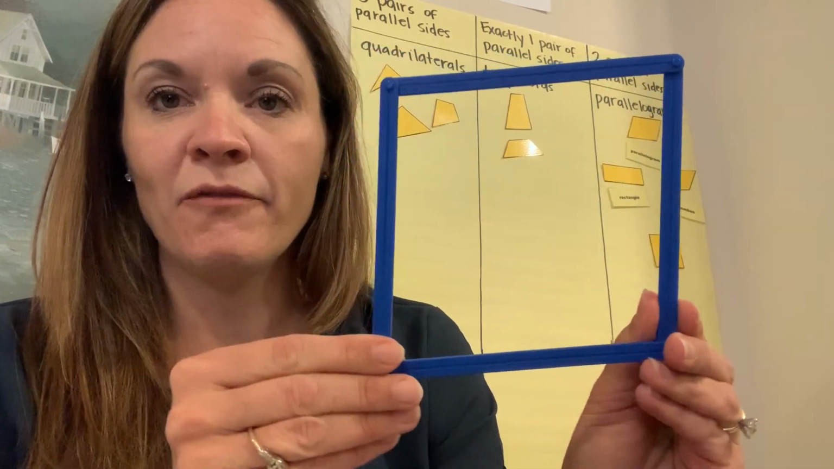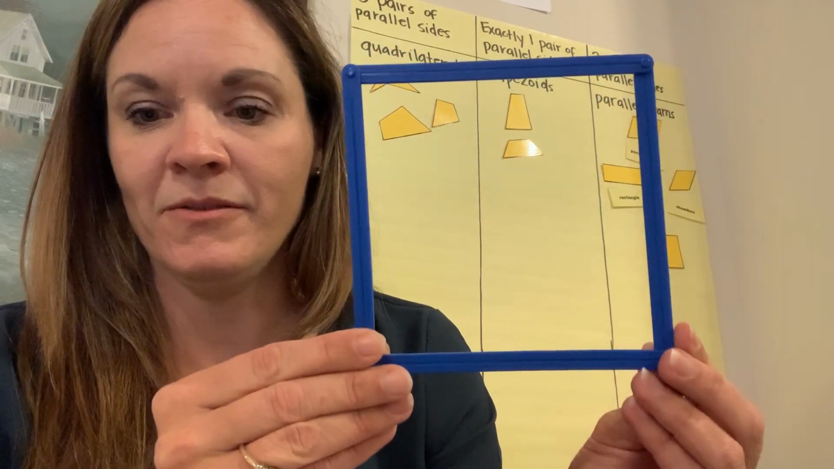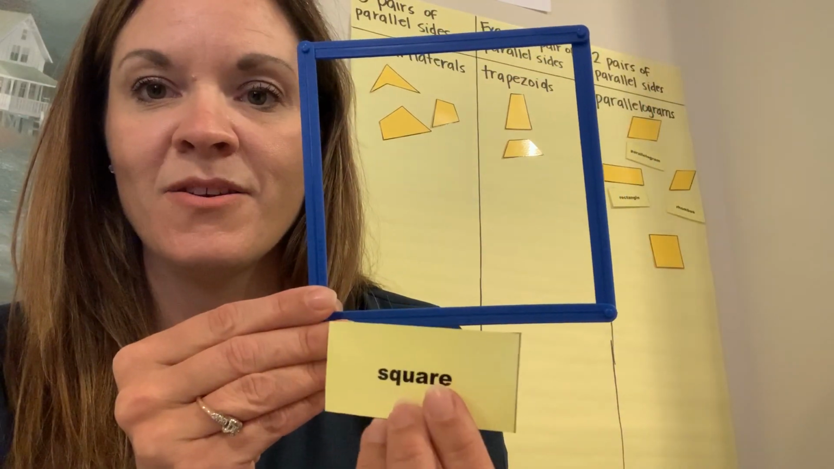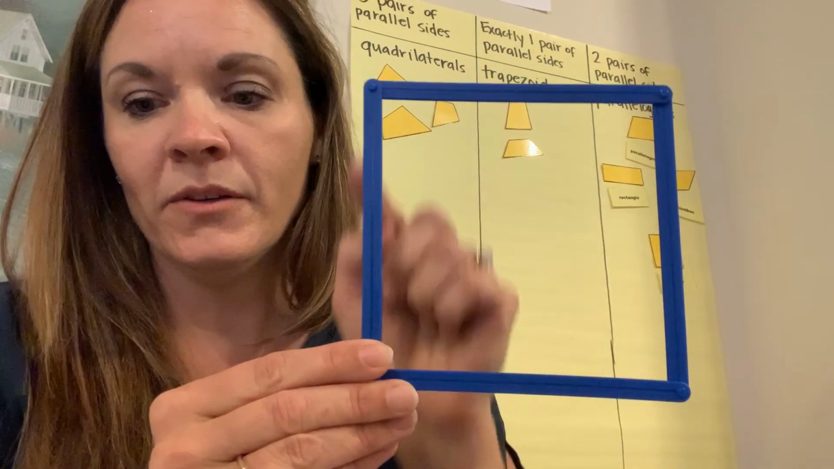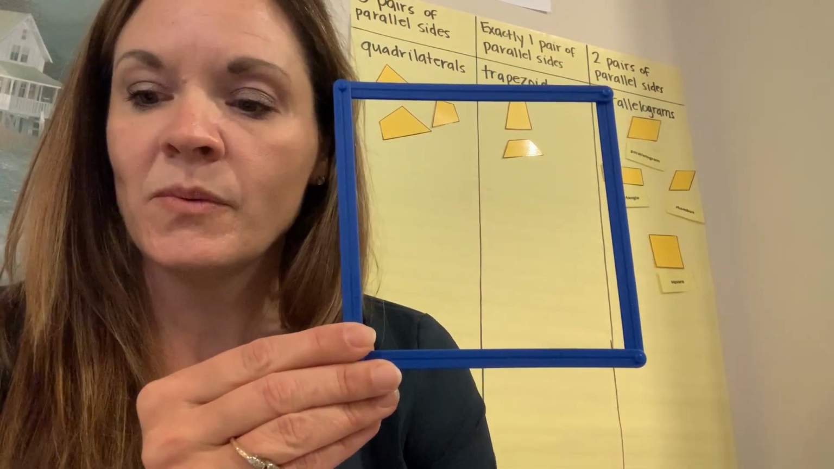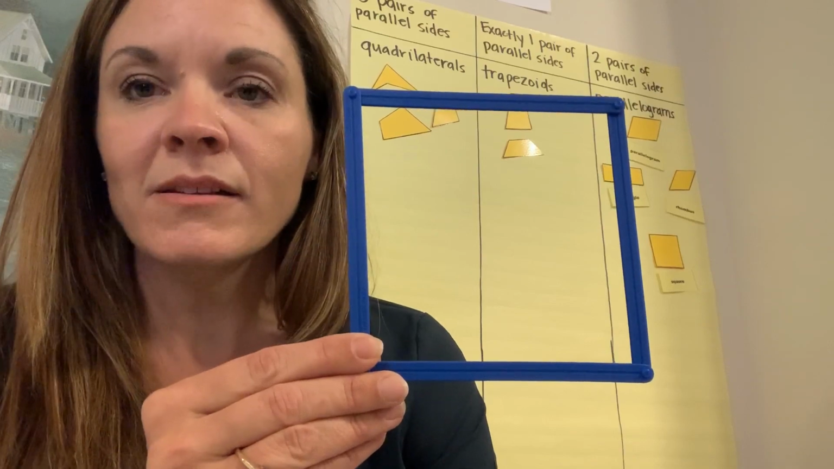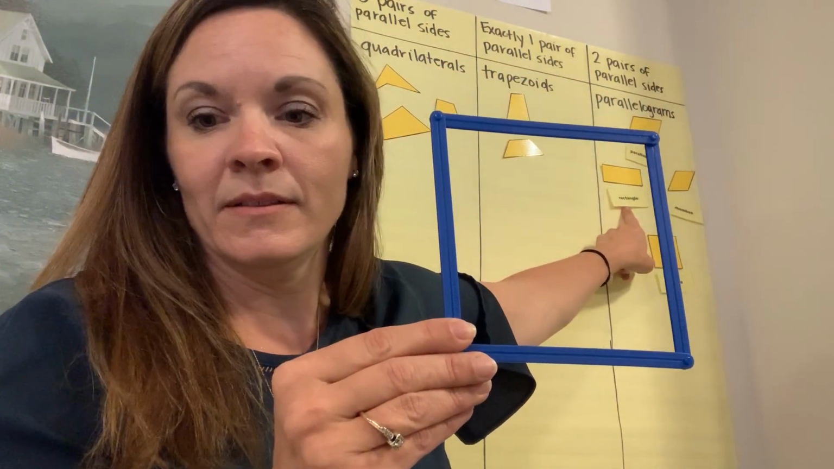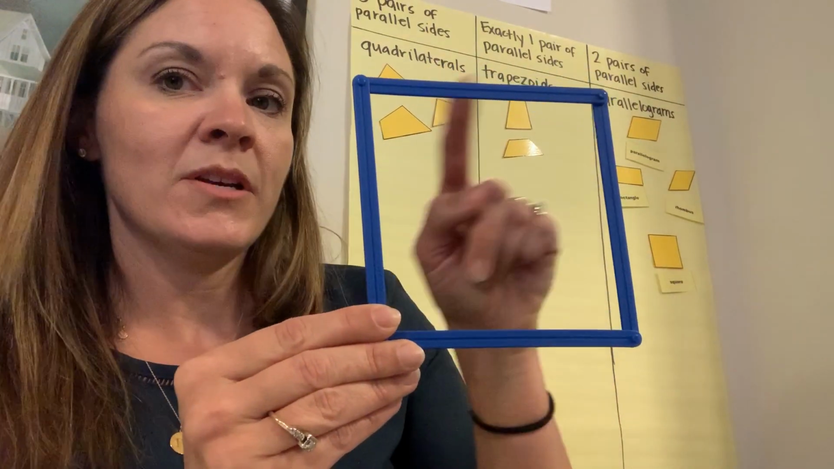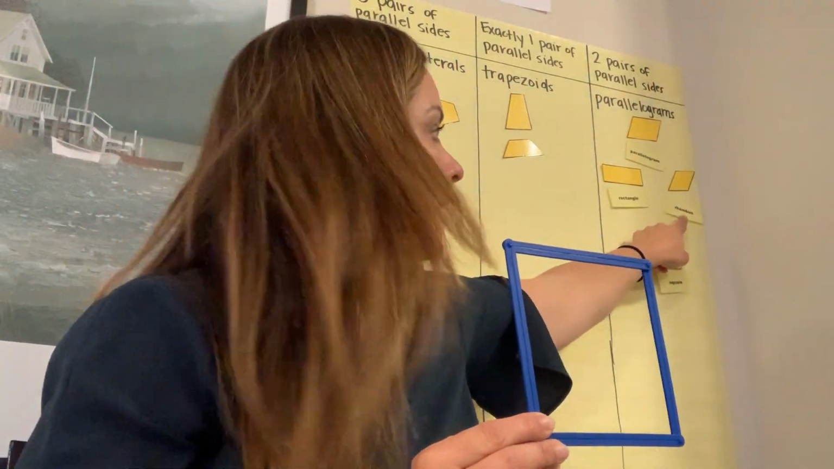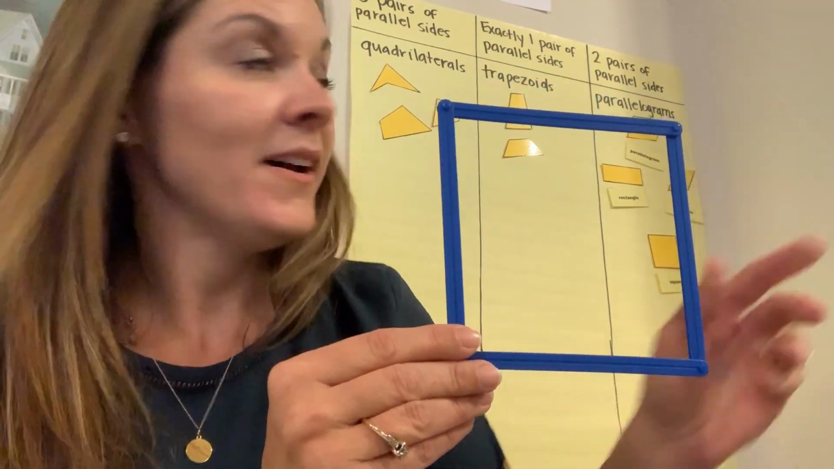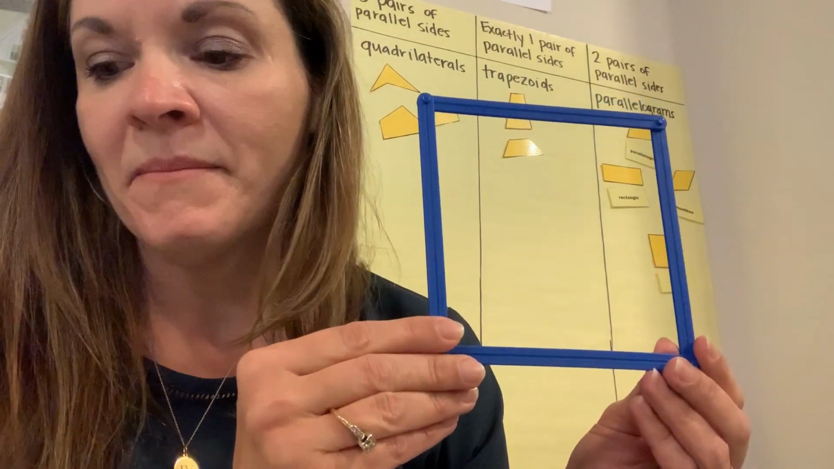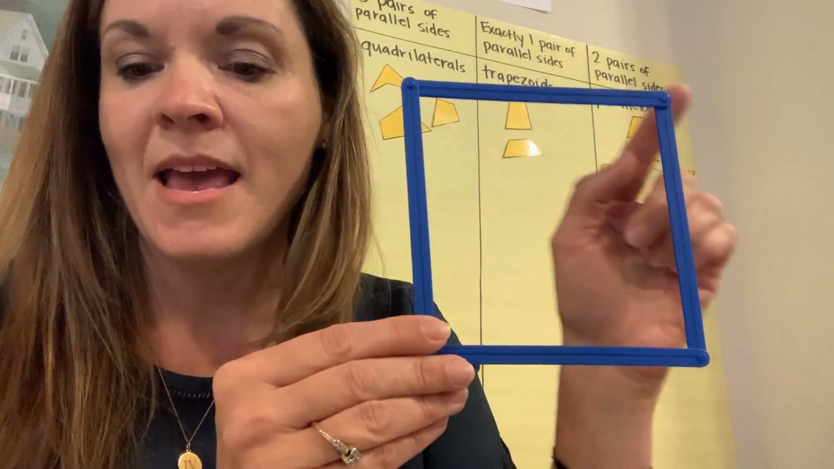Parallelograms can have four right angles and four congruent sides. This shape is a square. Squares have four right angles and four congruent sides. Because a square has four right angles, it is also a rectangle. And because a square has four congruent sides, it's also a rhombus. A square can also be classified as a parallelogram because it has opposite sides that are parallel and congruent.